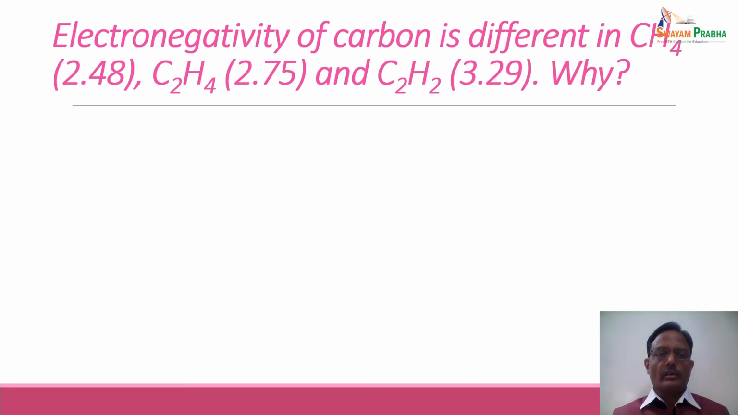This is another question, which is based on the difference in electronegativity of the same element in different compounds. For example, the electronegativity of carbon is different in methane, ethylene and acetylene. In methane, the electronegativity is 2.48. In ethylene, it is 2.75. And in acetylene, it is 3.29. We have to explain why the same element shows different electronegativities in different compounds with another same element, hydrogen.